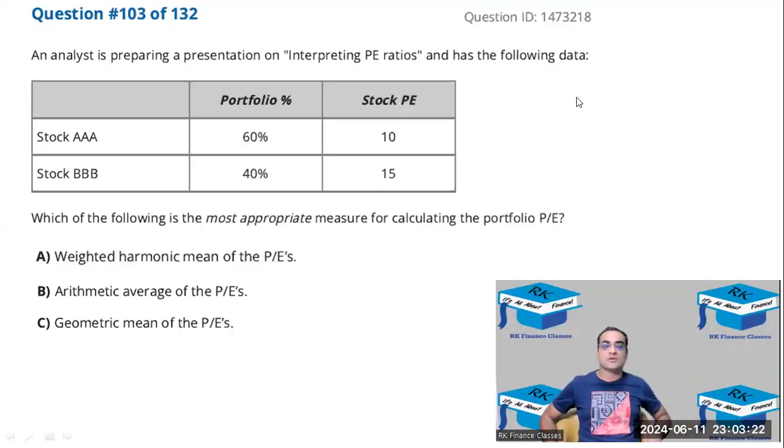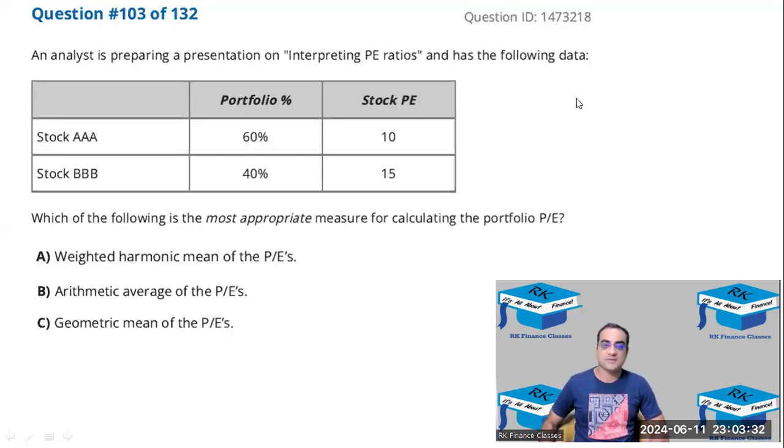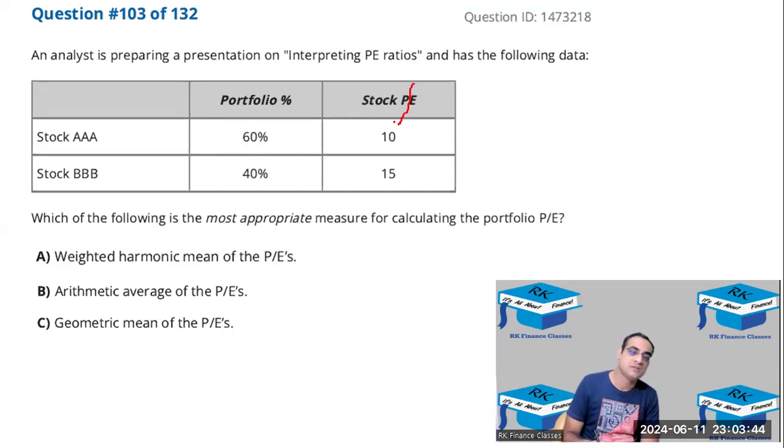All right, so the question was straightforward. We had two stocks, the triple A stock and the triple B stock, and they were not equally weighted. We had 60% of the investment in A and 40% in B, and their P/E ratios were given. It should have been P upon E. And the question is, which of the following measures is best to calculate the portfolio P/E ratio?